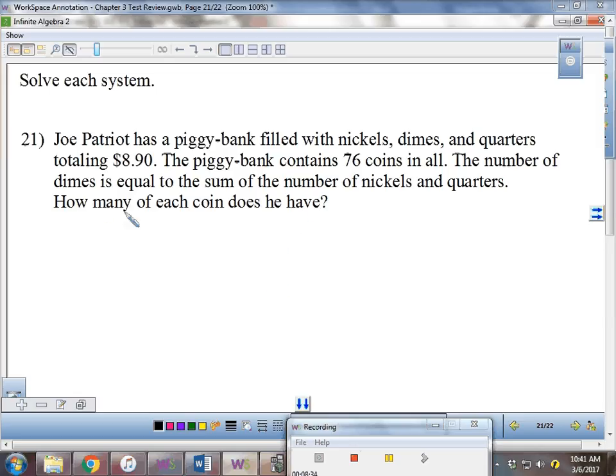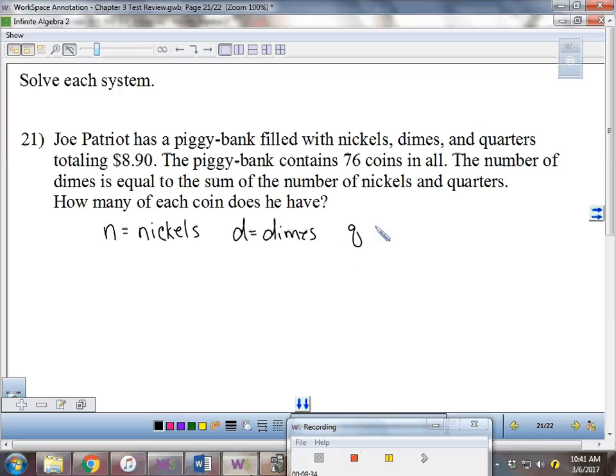All right, but we need 3 equations for Joe, and we are wanting to know how many of each coin. So let's say that n is the number of nickels, just because n goes with nickels. d will be the number of dimes, and q will be quarters. It doesn't matter what variables you use, all right? It's the same.